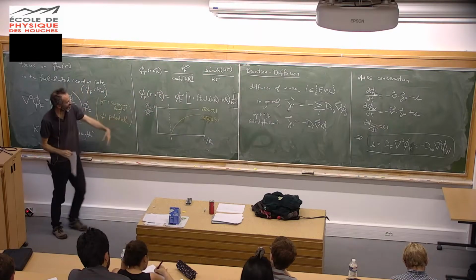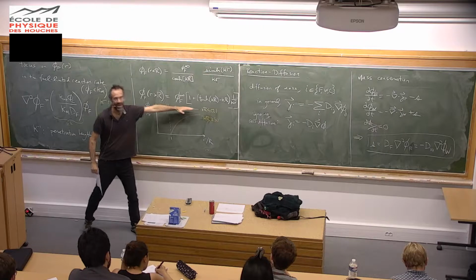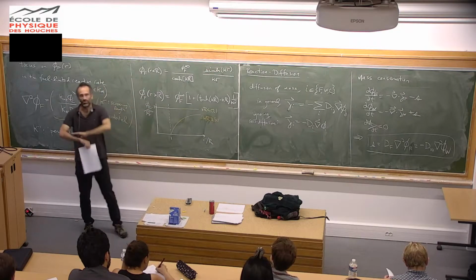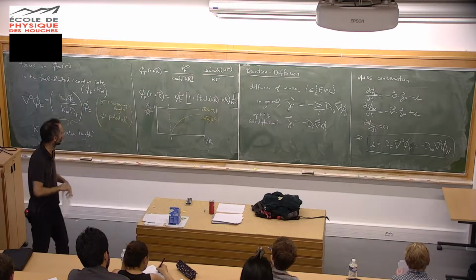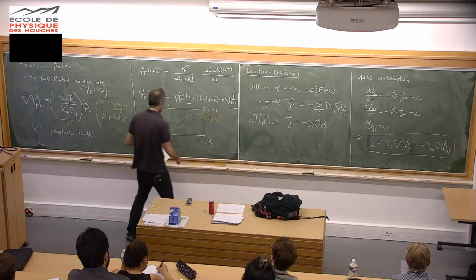So there's sort of two extremes. One extreme where the fuel can go everywhere. The other extreme is where the fuel doesn't make it inside of the droplet at all. And of course, there's stuff in between.